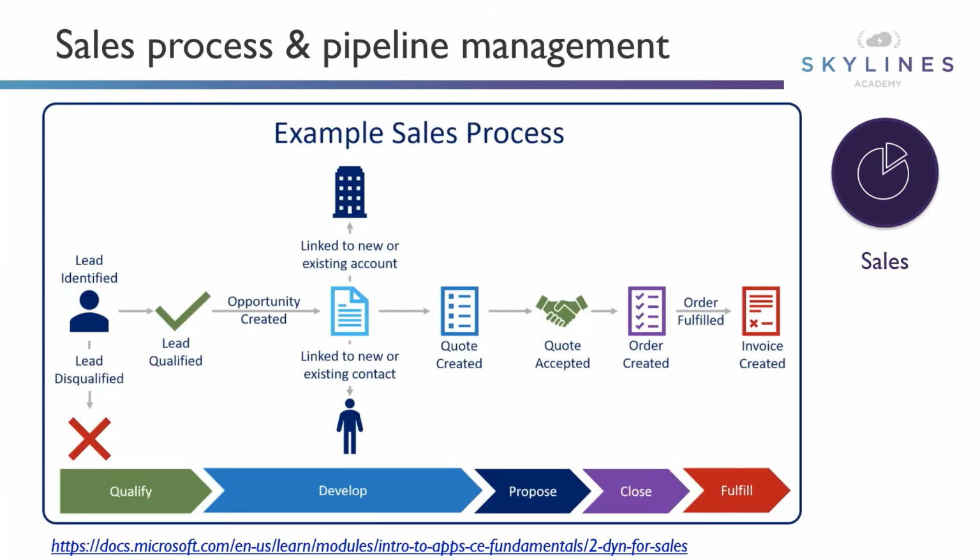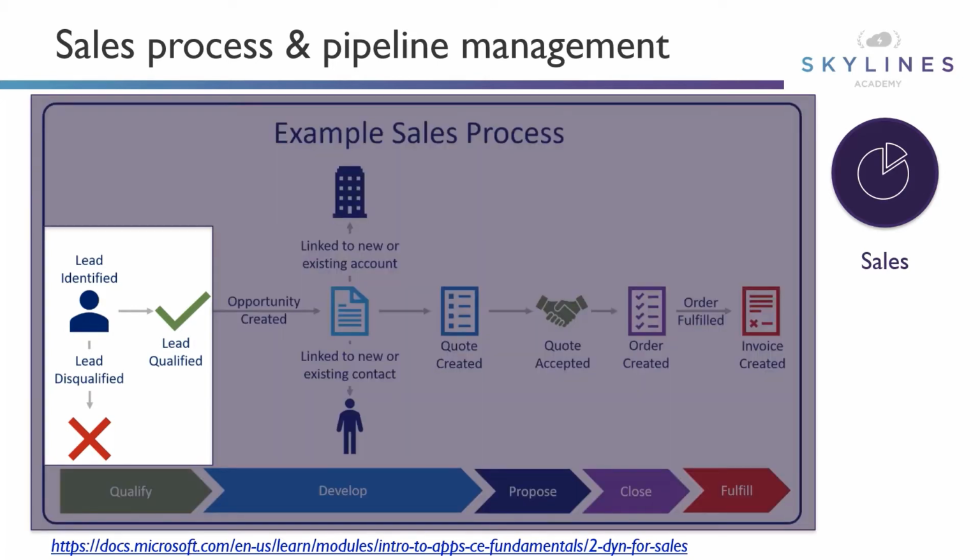Here we see an example of the end-to-end sales process from lead to opportunity, to quote, to order, to invoice. Let's walk through it. First, a lead is identified. The salesperson will research the lead and reach out to the customer. If this is a good lead to pursue, they'll continue working on it. Inside the lead record, they can log all activities and interactions with this potential customer.